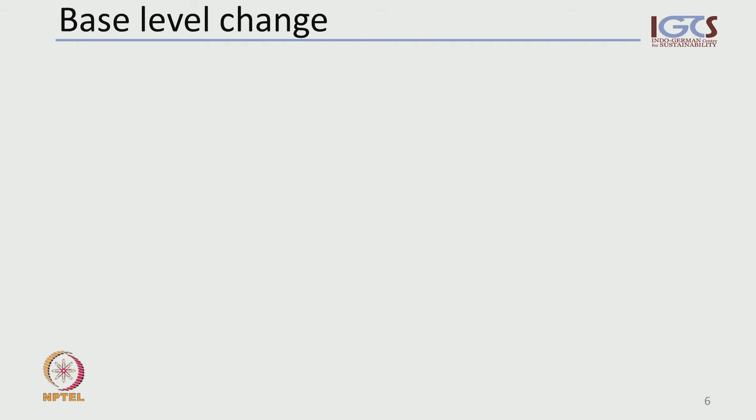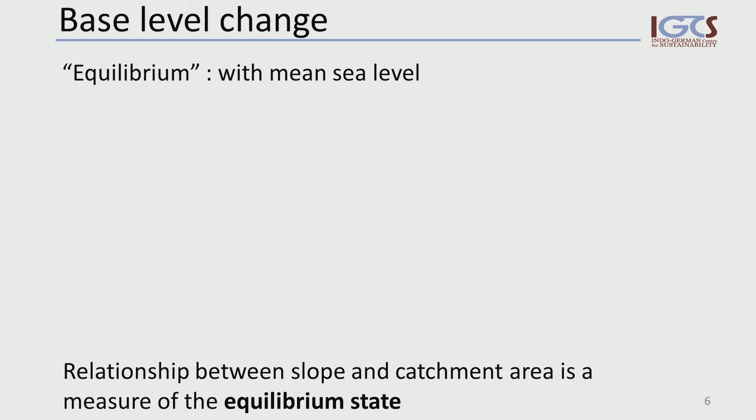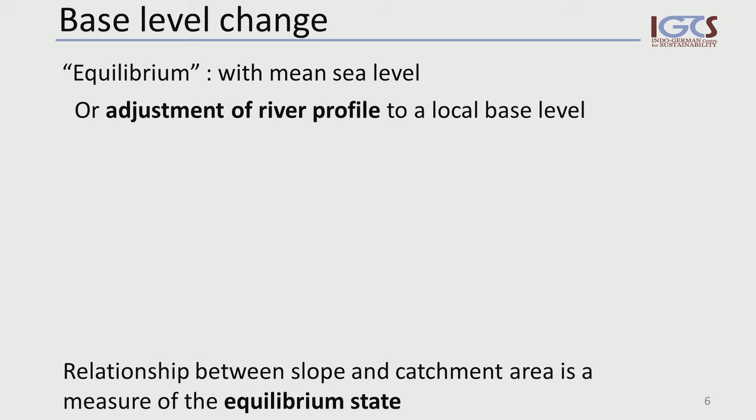Base level changes are very important, and we will be talking about this throughout this class and the next class as well. It's essentially a relationship between slope and catchment area, which we can use as a measure of equilibrium state. Now, equilibrium meaning with regard to mean sea level, and we've been saying that this is changing. So the river can, however, adjust its own river profile to a local base level.